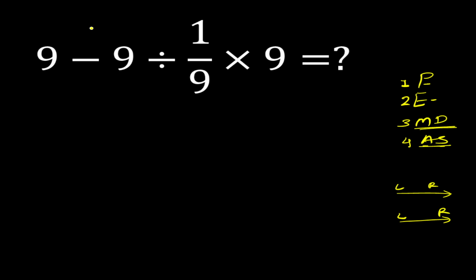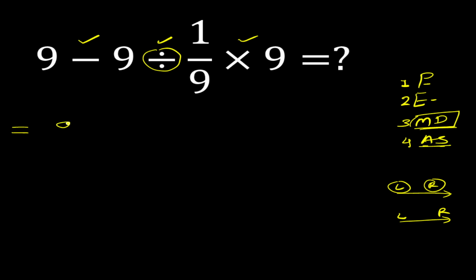In this question, here we have one subtraction, here division, and here multiplication. So according to PEMDAS, first we have to solve multiplication and division. But multiplication and division both have equal priority, so we have to solve it from left to right. So first we have to solve this division, right?